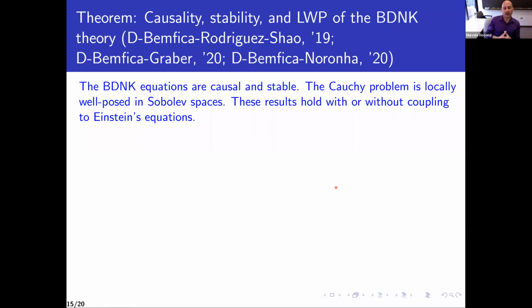So here is another theorem. The statement is that the BDNK equations are causal and stable. The Cauchy problem is locally well posed in Sobolev spaces. And these results all hold with or without coupling to Einstein equations. Okay, so this is the result.